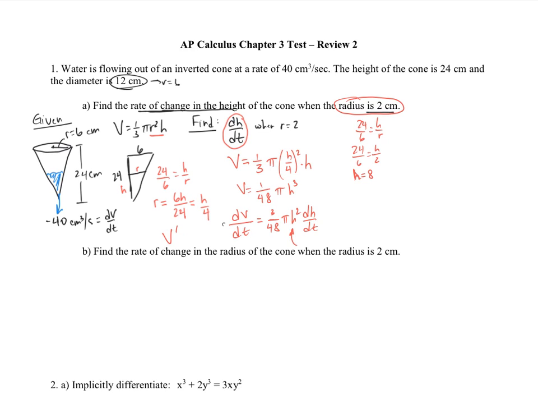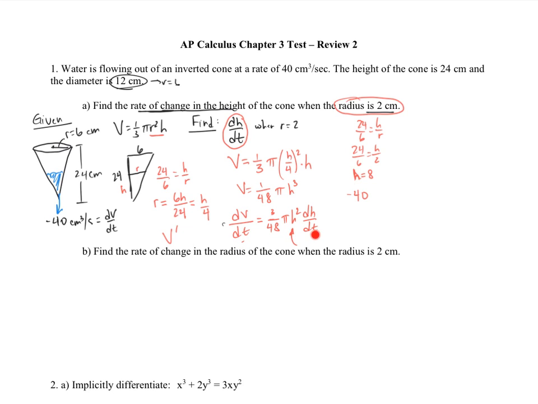So let's put in everything we know. We know dV/dt is going to be our negative 40. Whoops, let me go ahead and put that in here. So let me erase this. Okay, and we're going to say our dV/dt is negative 40. I substituted this one right here.